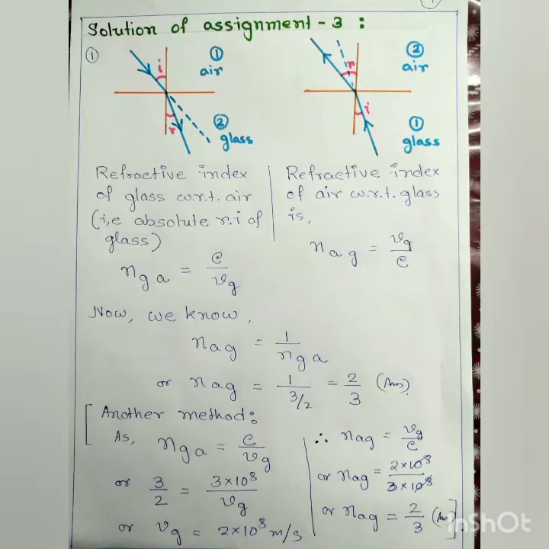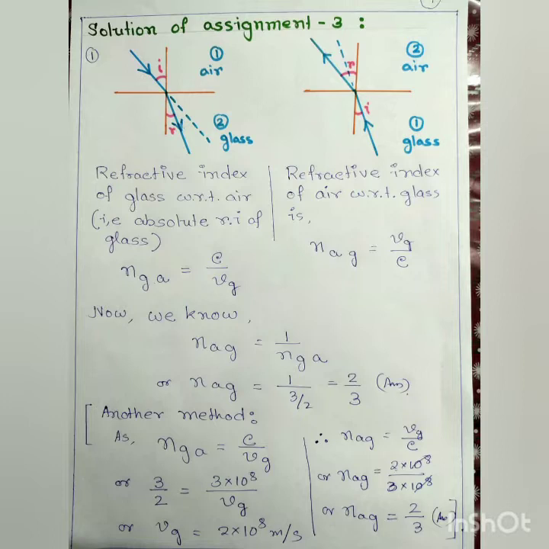Hello my dear students, let us start today's class with the solution of assignment 3. Now first numerical was, if the refractive index of glass for light going from air to glass is 3/2, find the refractive index of air for light going from glass to air.